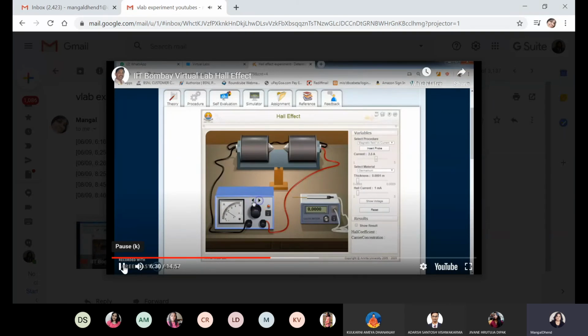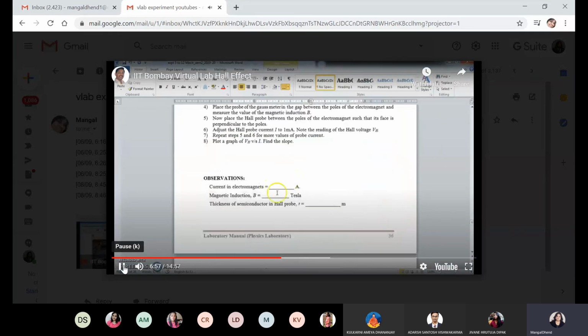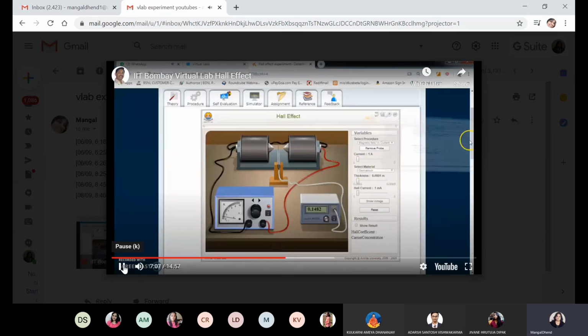And also using these knobs. So right now the current is 1 ampere. Keep it as 1 ampere only. And using this Gauss meter, we are going to measure how much is the magnetic field B over here. So you say insert probe, the probe goes there. You further have to place the probe exactly in between the two pole pieces of the magnet. For that you click on this wooden piece. And so you see now there's a reading on the Gauss meter, 0.1482. So this value has to be written over here. Okay, so for the current of 1 ampere, the magnetic field is 0.1482 Tesla. Okay, so this is the value of magnetic field.